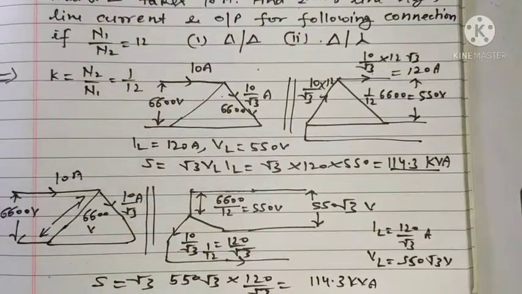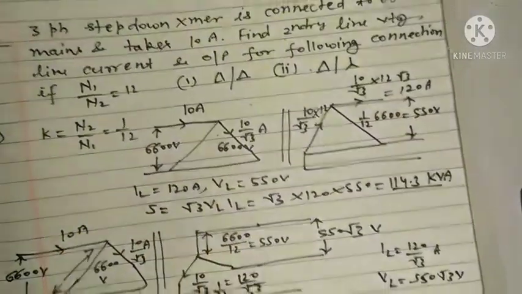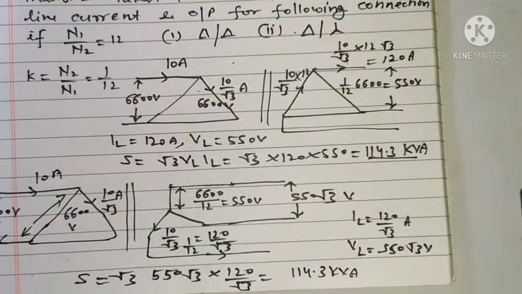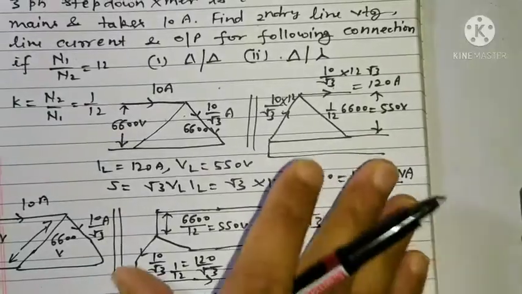So this is what we are seeing. The output remains the same, but the line voltage and currents change if connections are changed. Now let me solve one more numerical.